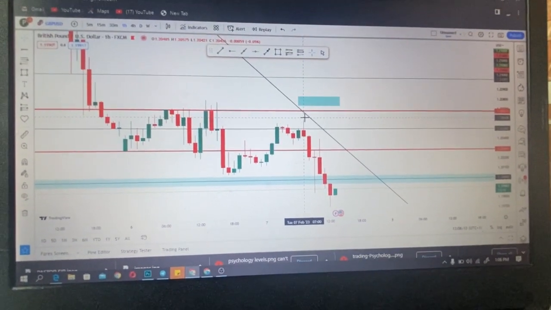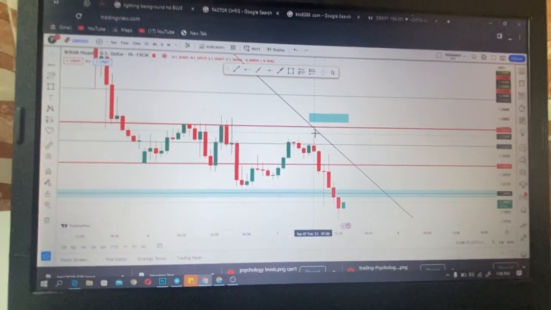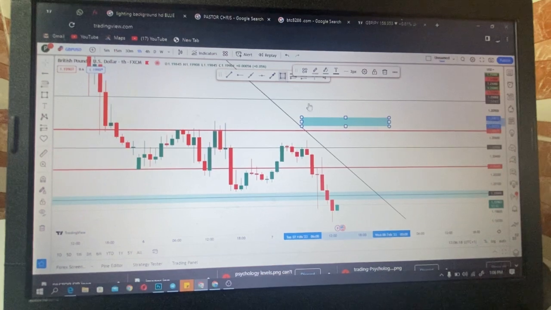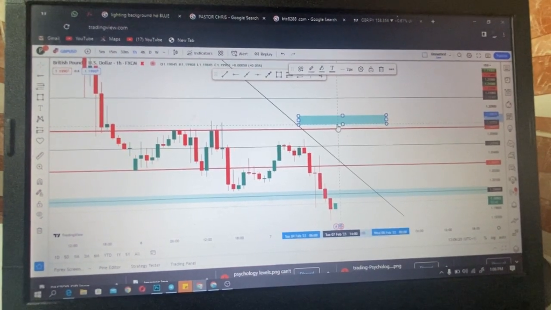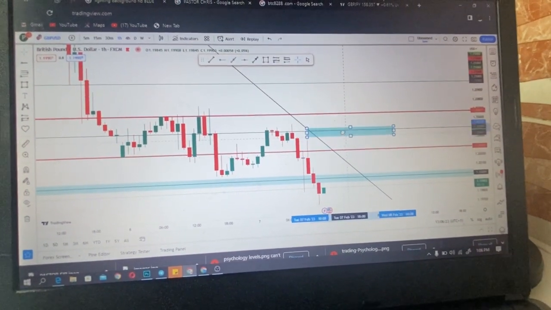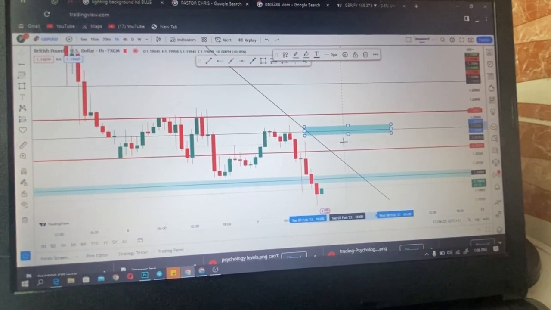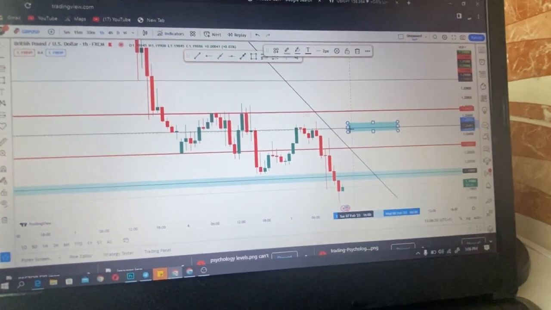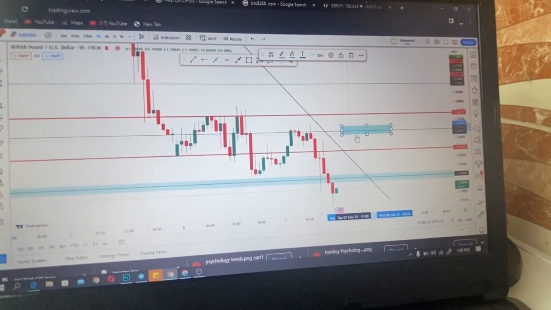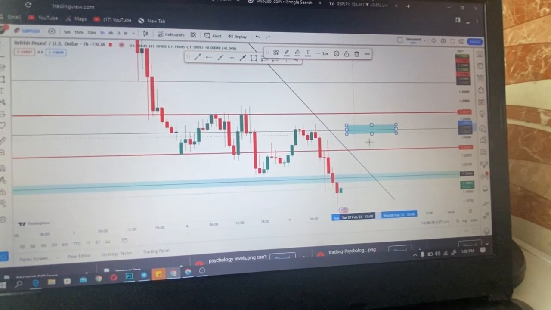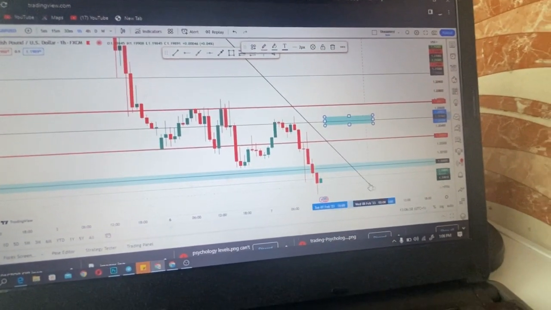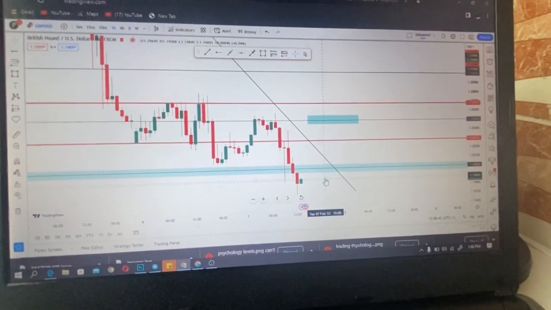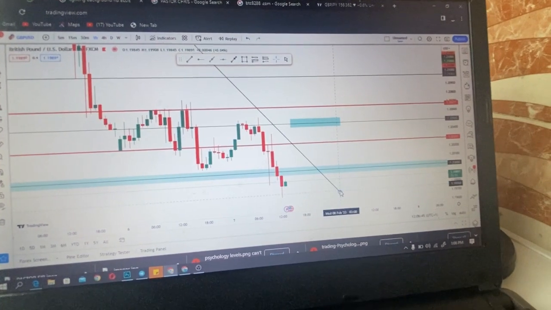But I'm waiting for a flash up. If I see any flash up to my POI, to this POI or somewhere here, I will be expecting a flash up to somewhere here this time around. If I see any flash up to this side in the New York session and I watch the candles, if it reacts, I'm going to short it. So that's it.